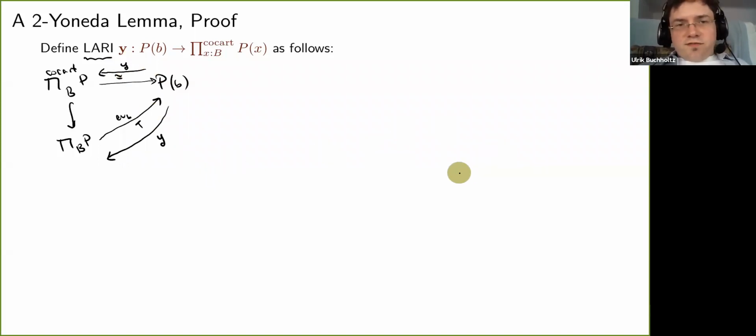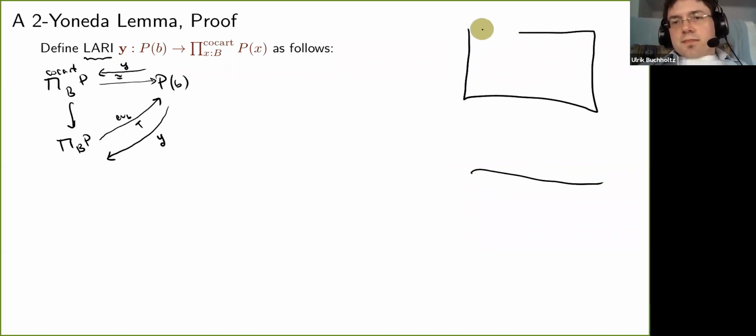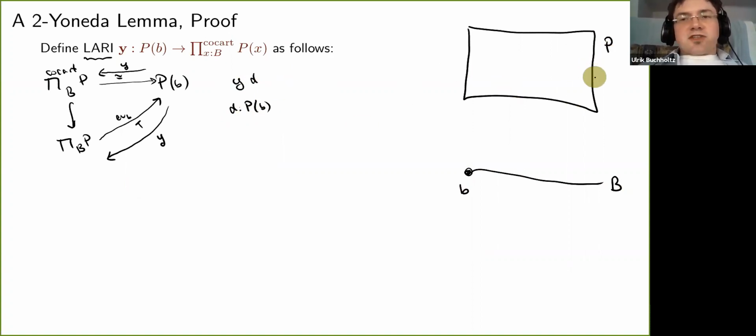Okay, so here's the picture of what Y is doing, echoing the picture on the previous slide. Okay, so here's B, here's P. And again, we're assuming that little b is an initial object. And we're going to define y of d, where d is an element of p of little b. This is supposed to be, first of all, a section. So here's D. So what should be its value at an X? Well, we look at the unique arrow from the initial object to X.